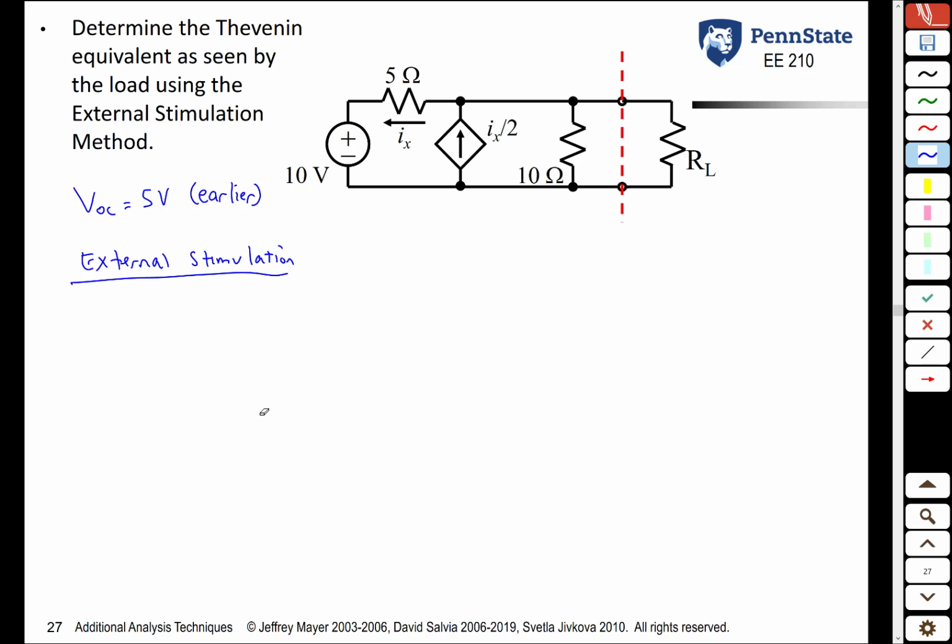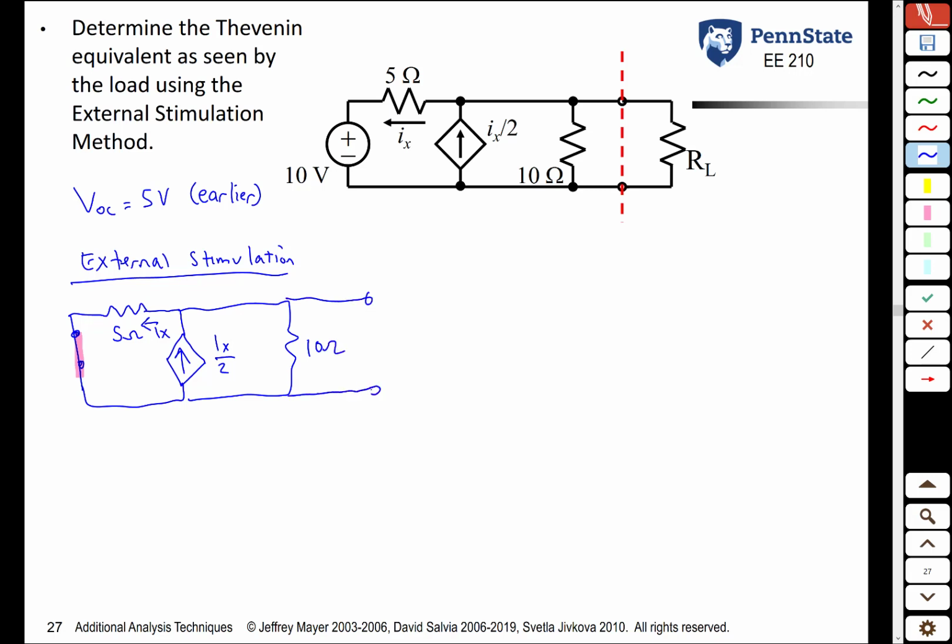So let's redraw this circuit, deactivating all independent sources and adding an external either voltage source or current source. So we're going to turn off this independent voltage source, setting it equal to 0 volts, which is a short circuit. We still have our 5 ohm resistor. We do not turn off our dependent source. We only turn off the independent sources. So its value is still Ix over 2, where Ix is defined as the current through that 5 ohm resistor. We still have our 10 ohm resistor here, and then our terminals here.